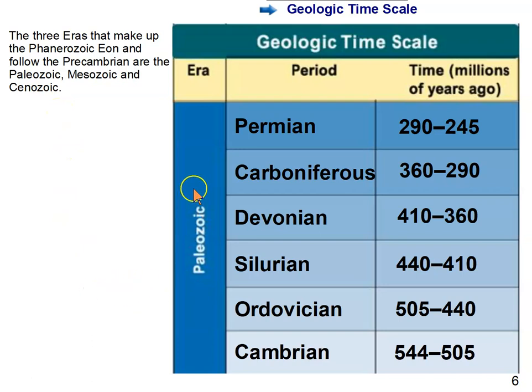And the Paleozoic is divided up into these periods, and I'm just going to say them for you just so you can hear them pronounced here. So, of course, we got the Cambrian, the Ordovician, the Silurian, the Devonian, the Carboniferous, and the Permian periods.